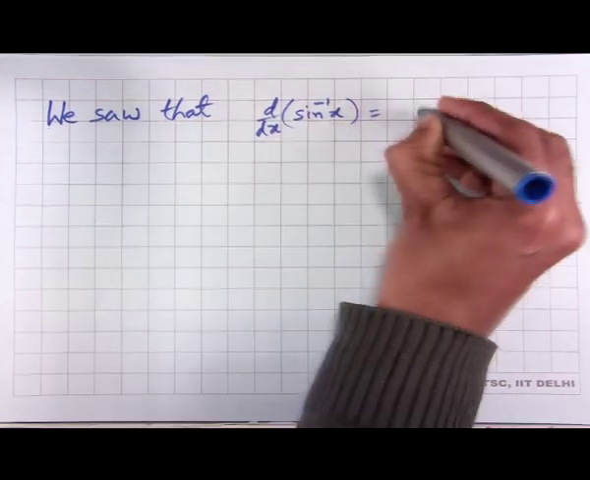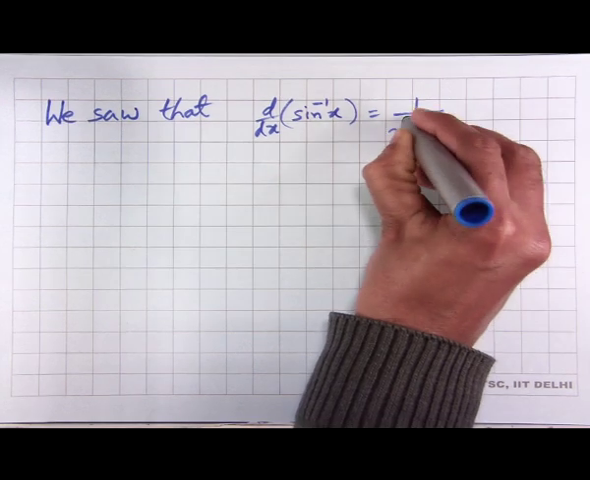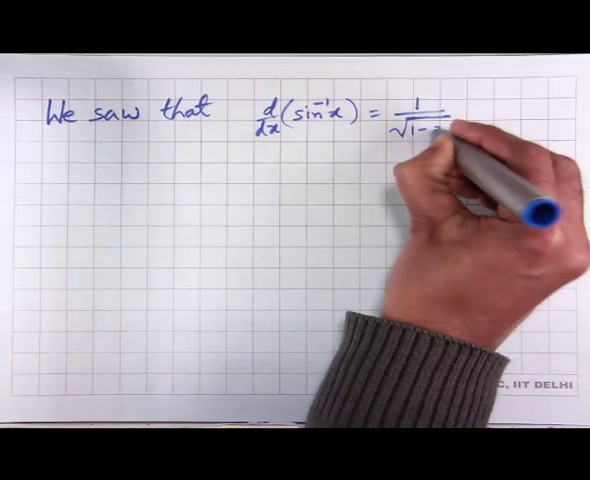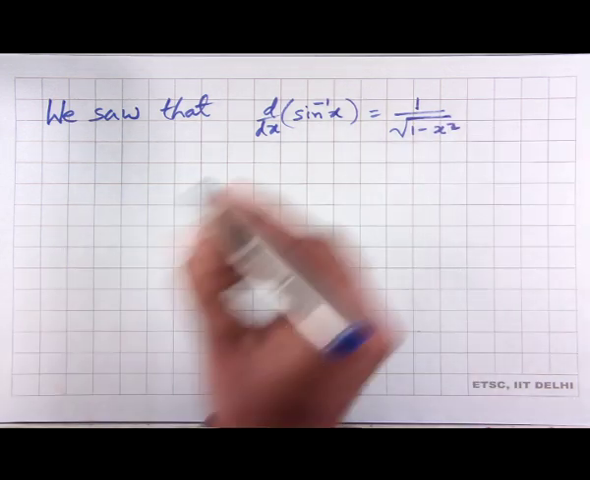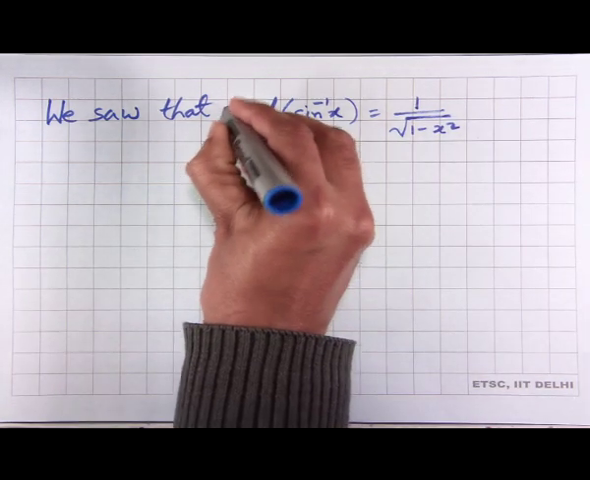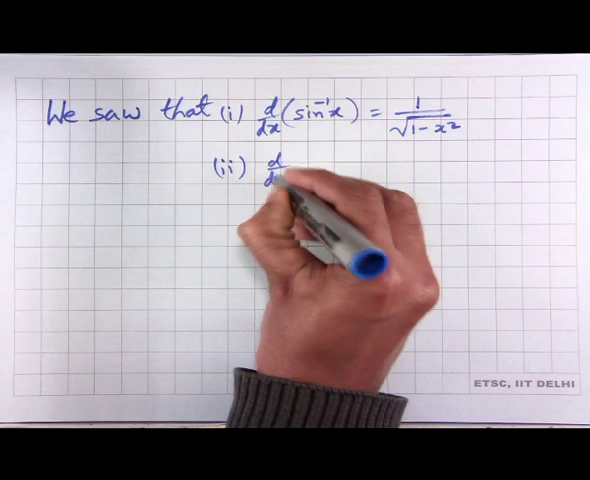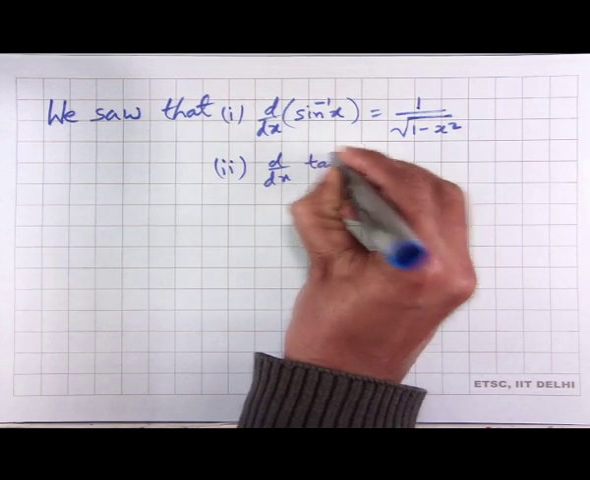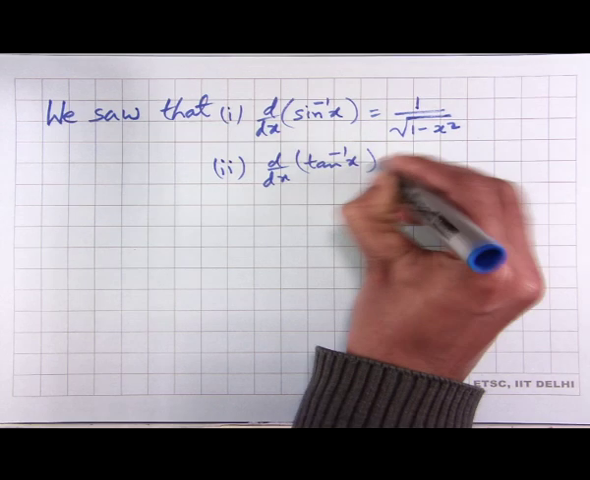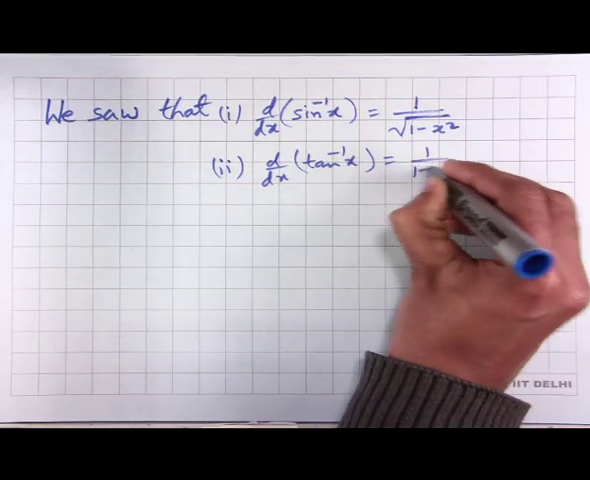is equal to 1 over square root of 1 minus x square, and the derivative of tan inverse of x is 1 over 1 plus x square.